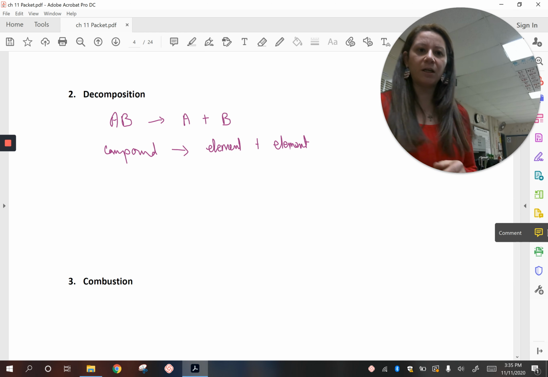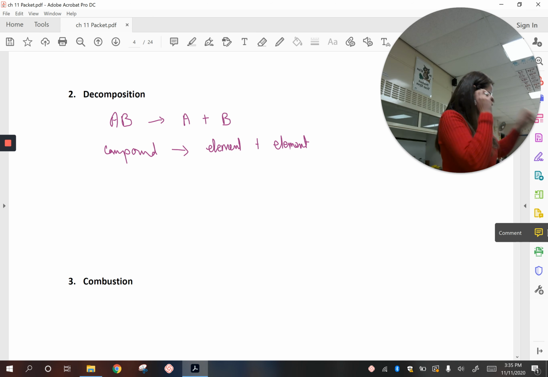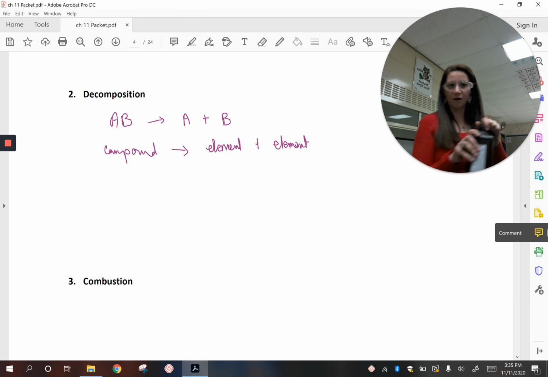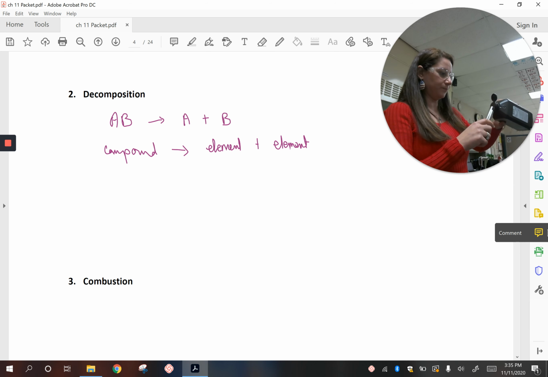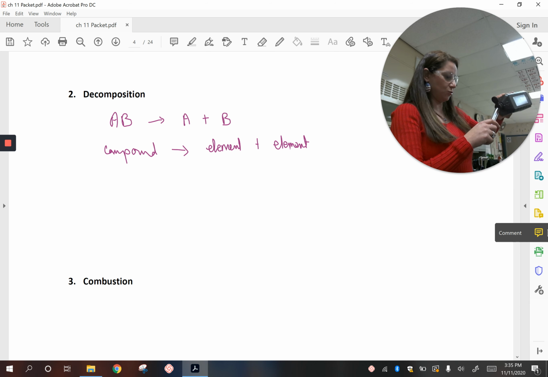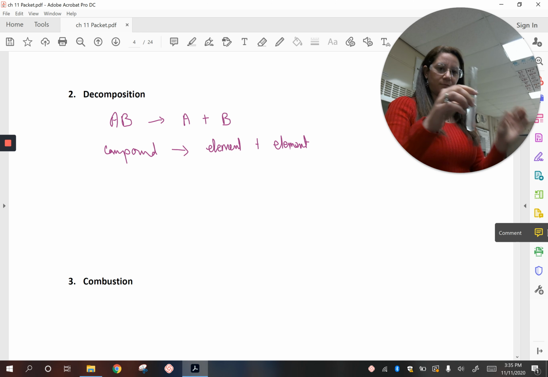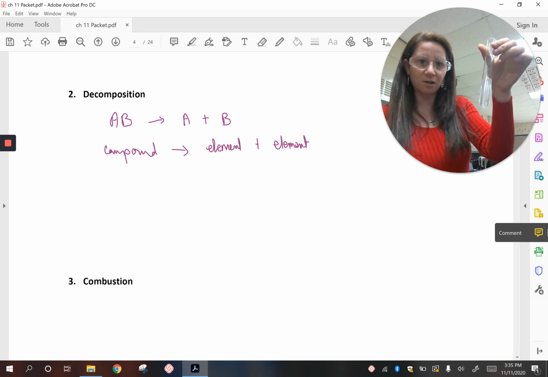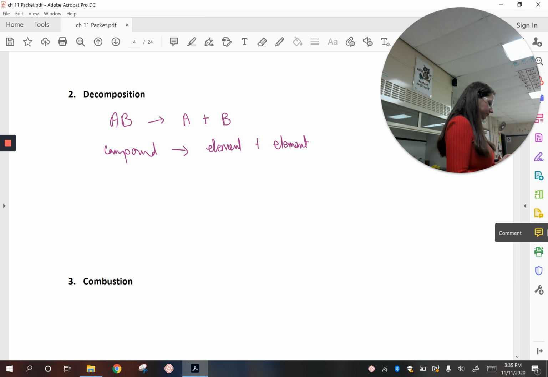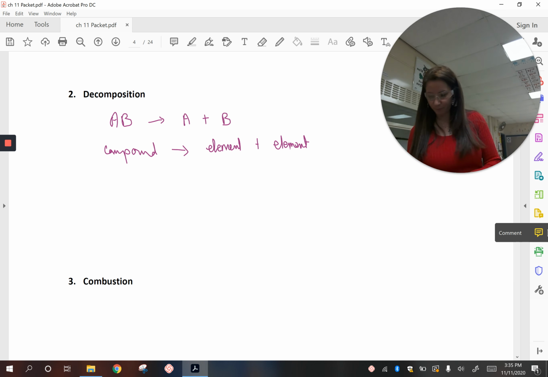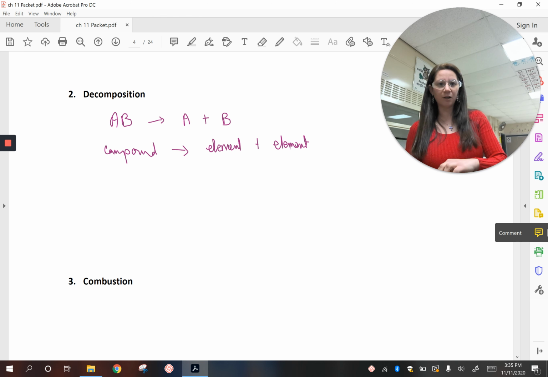So my demo for this one is I have some hydrogen peroxide. And hydrogen peroxide decomposes on its own. But to speed it up, we're going to add a catalyst. So here's hydrogen peroxide, looks just like water. And I'm going to go ahead and add a catalyst for that. I'm going to light a Bunsen burner because I'm going to need it in a minute.